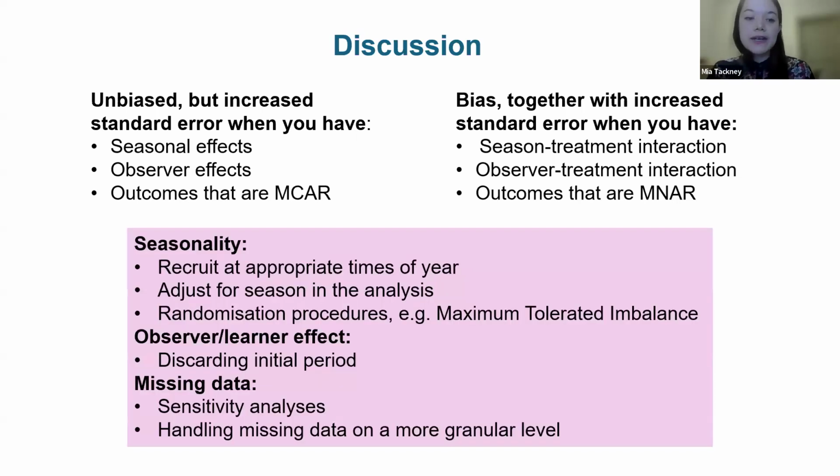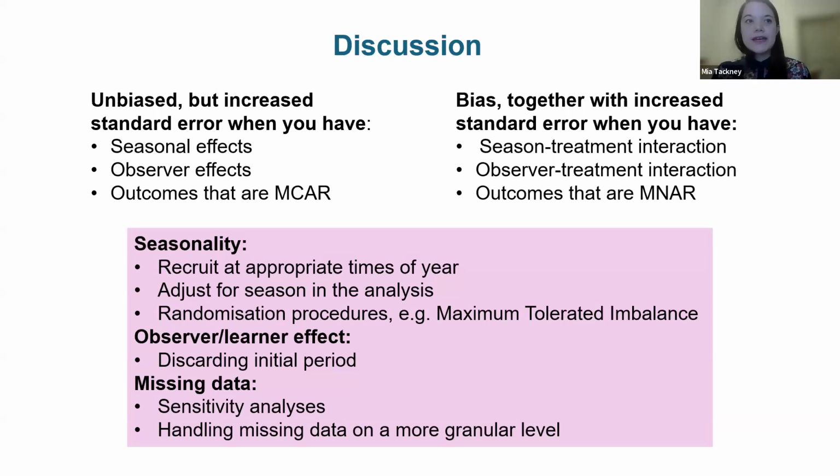Just a note about some strategies for these issues that are in the literature. For seasonality, it may be good to think about recruiting at appropriate times of the year and adjusting for season in the analysis. There are also randomization procedures such as maximum tolerated imbalance, which can quite effectively try to keep a balance between treatment arms as you go on. And this may be good if you have some kind of seasonal effect.